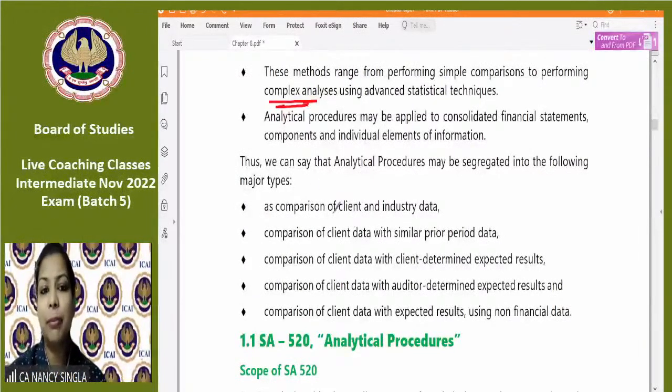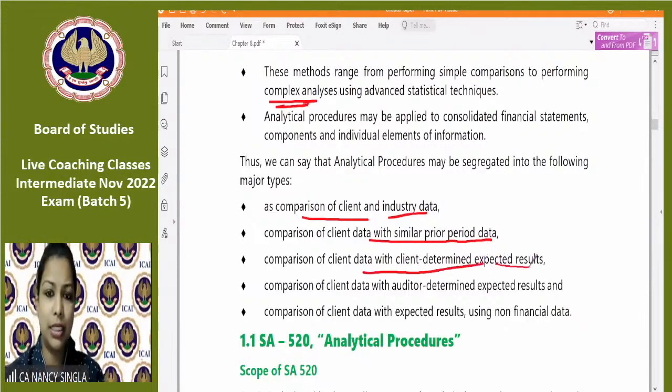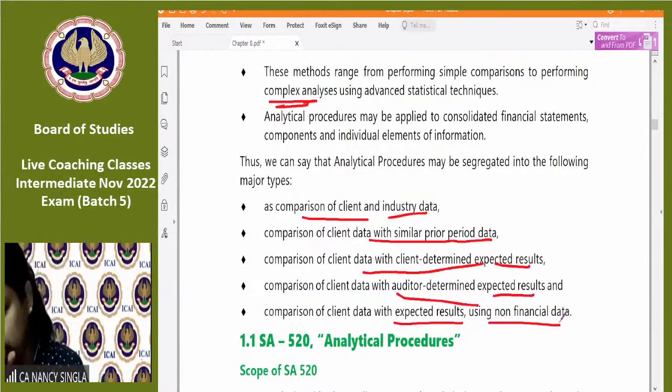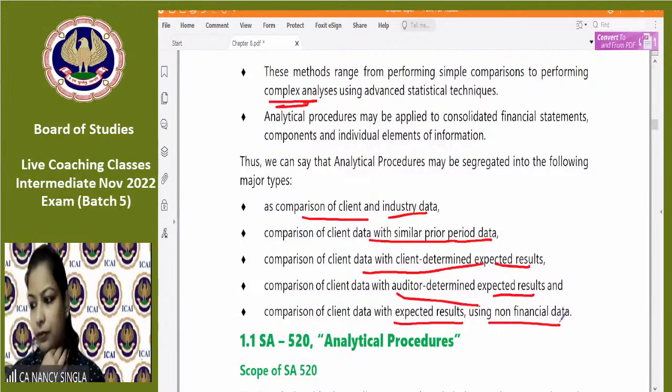So what can be the comparison? Comparison of client industry data, comparison with prior period data, comparison with client expected results, with auditor expected results, and expected results using non-financial data. Yes, Karthik, you are absolutely correct. Aditi, you are correct. Okay?